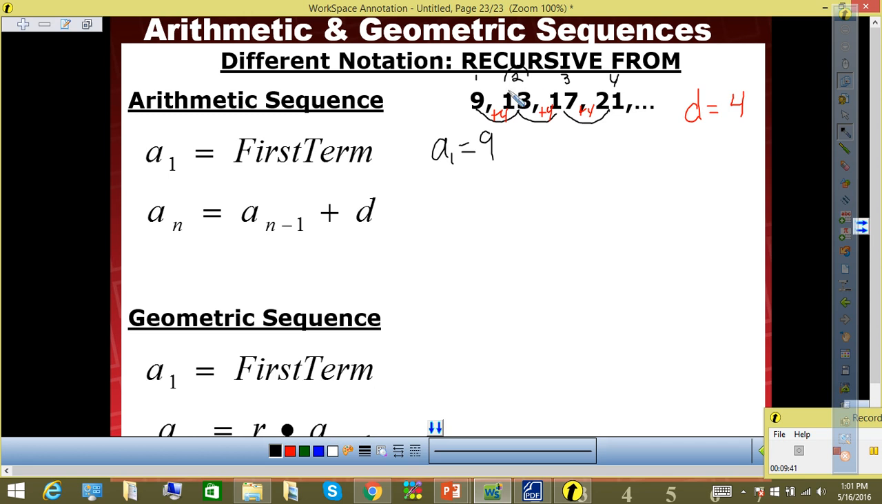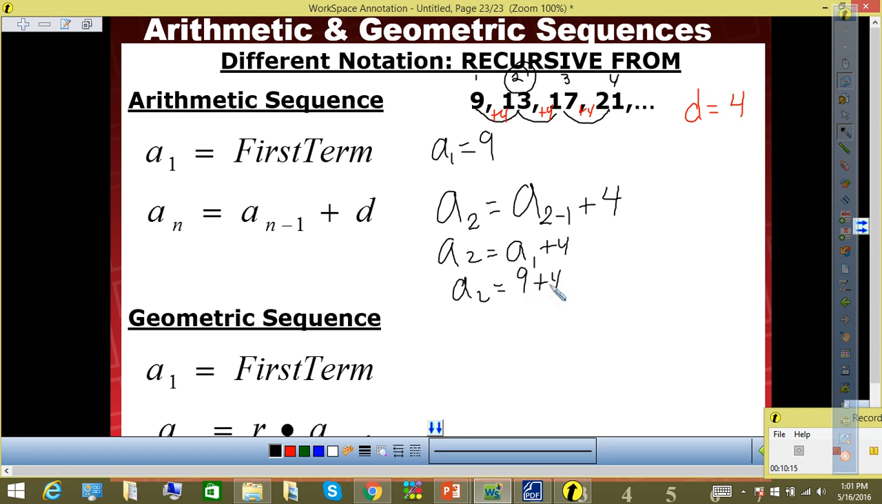So now check this out. In order for me to find the second term, I'm going to write A sub 2 because I'm trying to find the second term. Follow along, please. Pay attention. Stop writing. And then I write A sub, instead of N, what did I write? 2. So this is 2 minus 1 plus D, which is what? 4. What is A sub 2 minus 1? A sub 1 plus 4. What is A sub 1? 9 plus 4. Therefore, A sub 2 is 13.